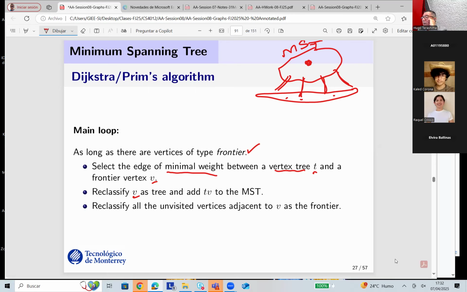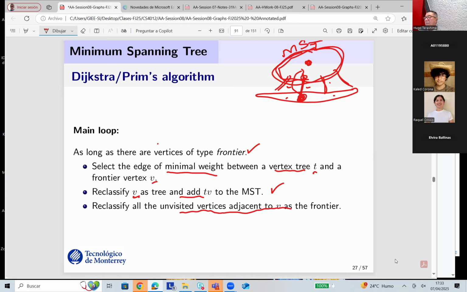Reclassify V as a tree and add TV to the MST. So you're going to choose the minimum weight, choose that element in particular, and put it in the MST along with this edge, right? So reclassify V as a tree and TV, the element in T connected to V in the MST, and reclassify all the unvisited vertices adjacent to V as the frontier. Now I have again the frontier, the MST, and then the frontier, and then I continue, right?